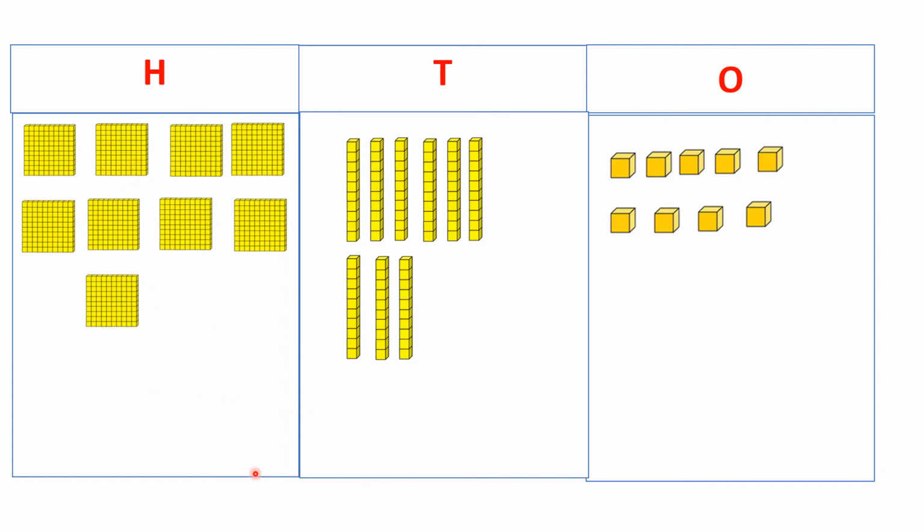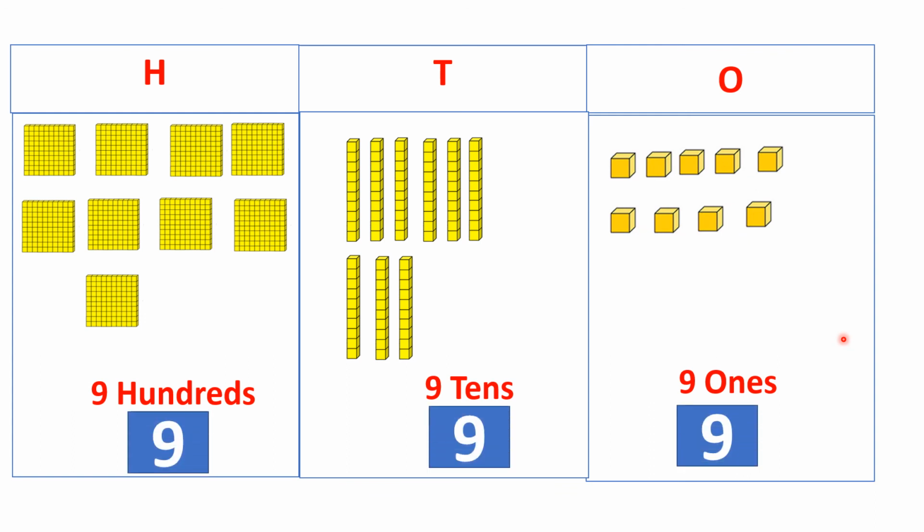Here we are having how many hundreds? We can count 1, 2, 3, 4, 5, 6, 7, 8, 9. 9 hundreds, 9 tens and 9 ones. That means the number is 999. It consists of 9 ones, 9 tens and 9 hundreds.